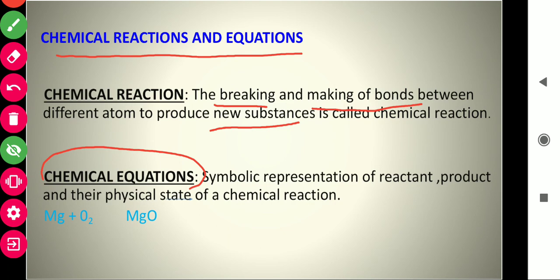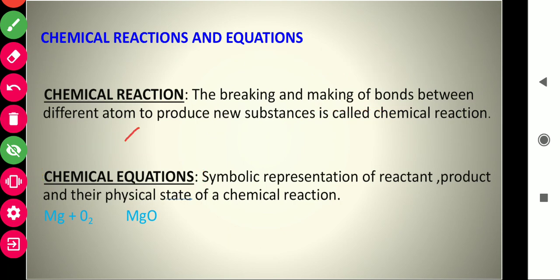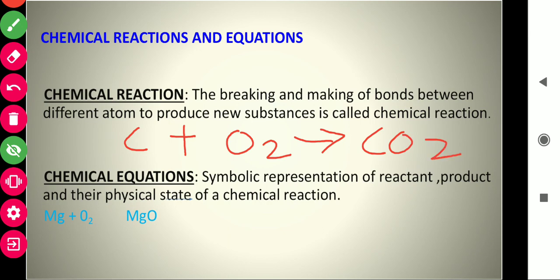First, in class 9th we have studied the symbols of elements. For example, carbon: its symbol is C. When C reacts with oxygen, the oxygen molecule is represented by O2, then CO2 is formed. This is a chemical reaction and this representation is a chemical equation.